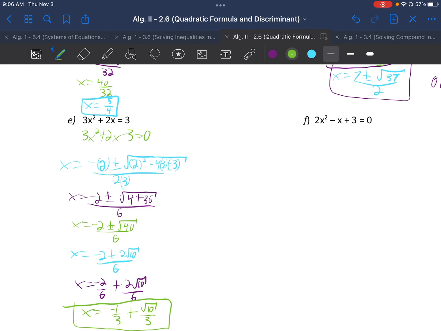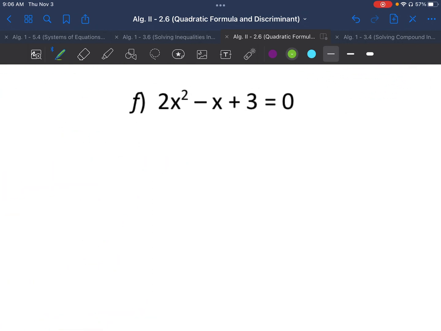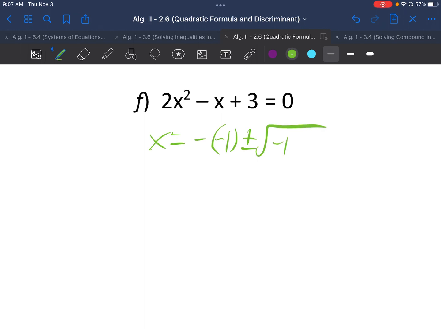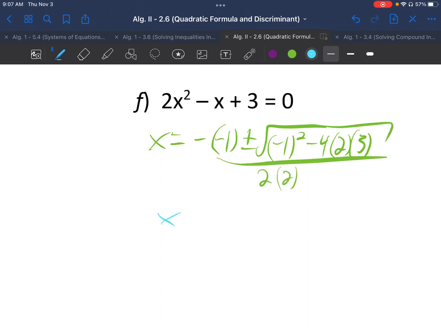I recommend you do example F as much as you can on your own. Example F already equals 0, so I'm just going to plug it in. X equals negative 1 plus or minus the square root of negative 1 squared minus 4 times 2 times 3, all over 2 times 2. Positive 1 plus or minus square root of 1 minus 24, all over 4.